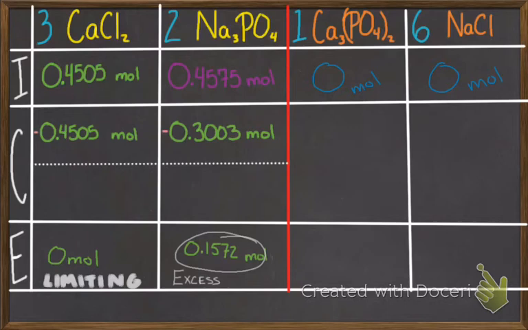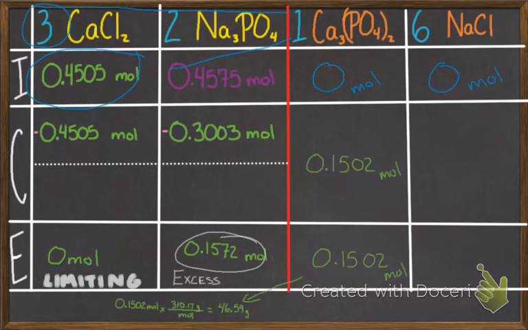So I'm going to start here at my calcium chloride. I'm going to multiply that by 1, and I'm going to then take that number and divide it by 3. And when I do that, I'm going to get this value. And when I do my calculation for the amount that we produced, I get 46.59.